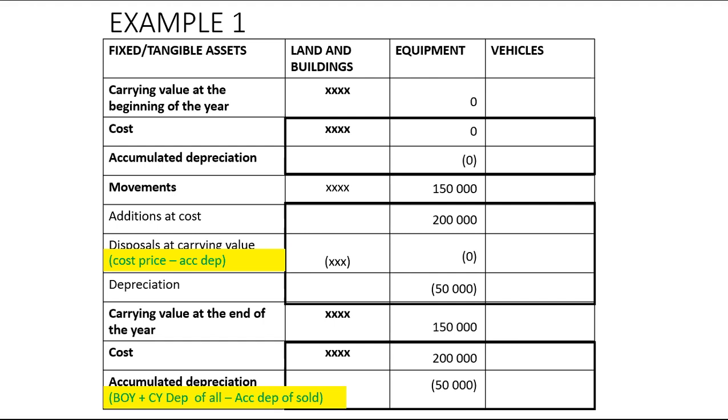Let's go to vehicles. Cost at the beginning of the year will be 0. Accumulated depreciation at the beginning of the year will be 0. Carrying value at the beginning of the year will be 0. We purchased the vehicle worth 300,000, and then we didn't sell any vehicles, but depreciation for the year, which is 60,000 on vehicles, will be in brackets. Movements will be that 300,000 minus 60,000, which will give us 240,000. Cost at the end of the year will be the cost of vehicle purchased this year, which was 300,000. We are going to minus it with accumulated depreciation to get the carrying value at the end of the year, which will be 250,000, right?